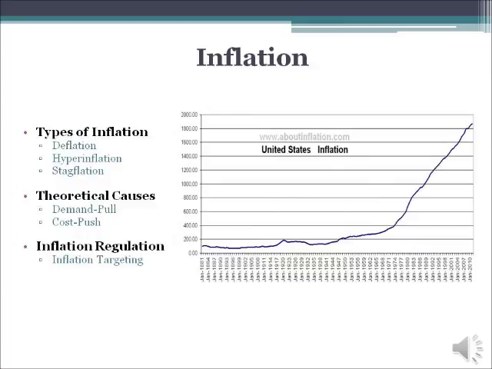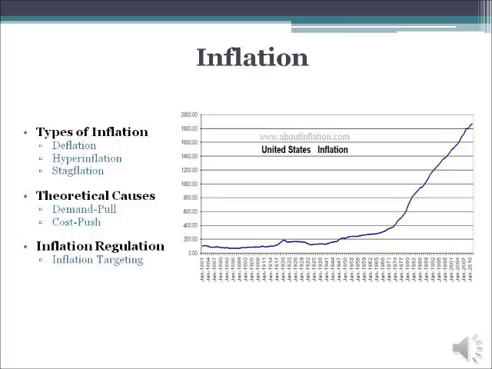Inflation is defined as a sustained increase in the general level of prices for goods and services. It is measured as an annual percentage increase using the Consumer Price Index. As inflation rises, the dollar buys less goods and services. Other types of inflation include deflation, hyperinflation, and stagflation.